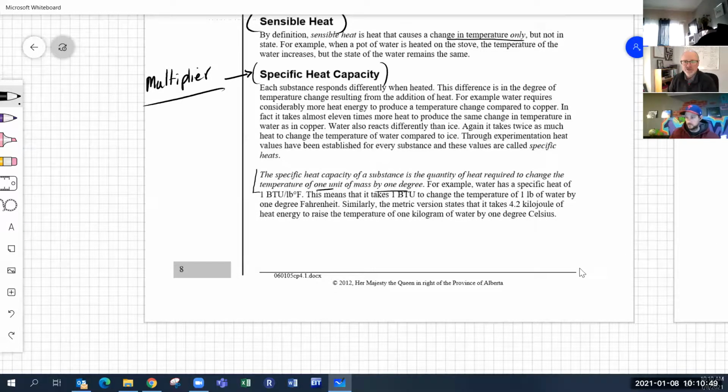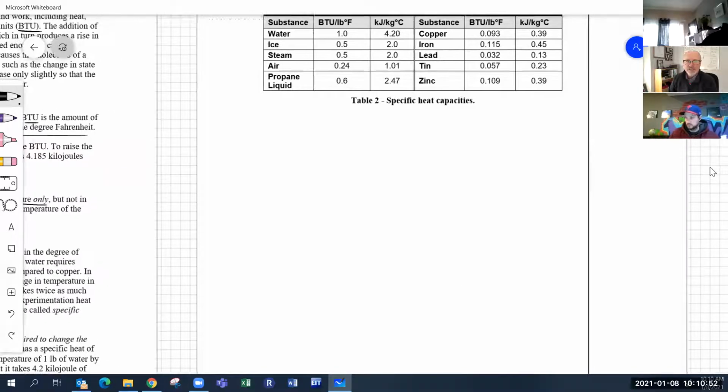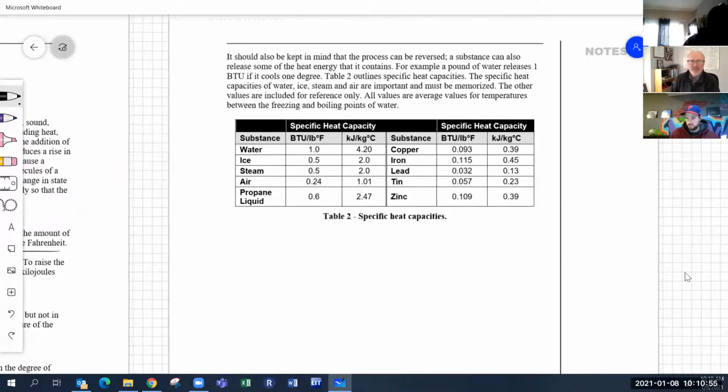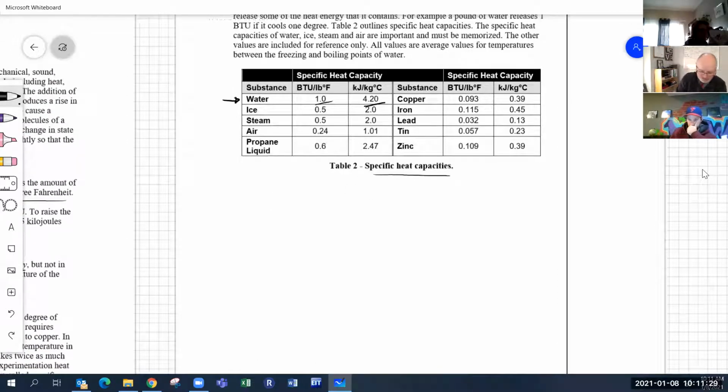Over here, this gives us a list of sensible heat. This is a table of specific heat capacities. So water has a specific heat capacity of 1 BTU per pound per degree Fahrenheit. These are our multipliers. And similarly, there's a metric conversion to that, and that's 4.2 kilojoules per kilogram per degree Celsius. And here's where I'm going to give you a formula triangle.